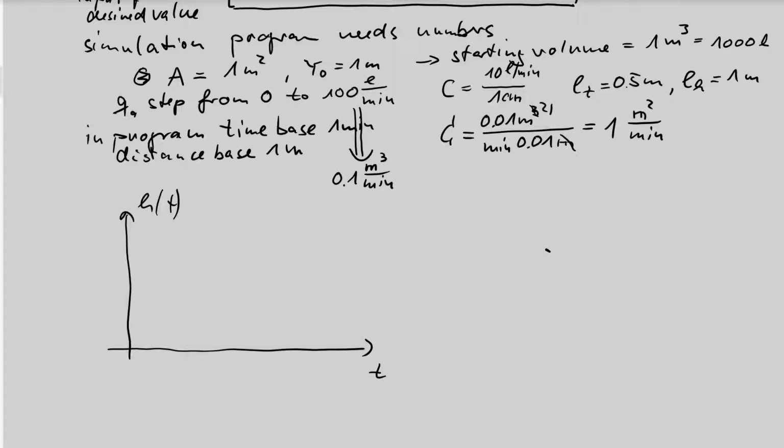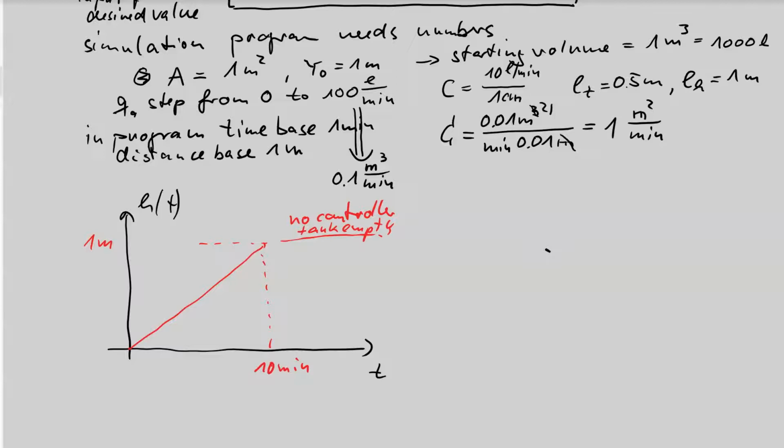Let's do this in red. Without controller was this curve. This is 1 meter. And we know if I have no controller, we reach the 1 meter level, so the tank is empty after 10 minutes. Now if we have 100 liter per minute output flow, then 1000 liters are gone after 10 minutes.